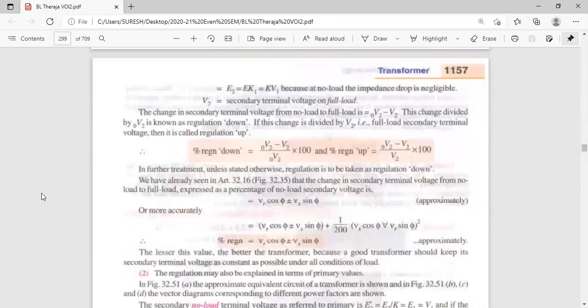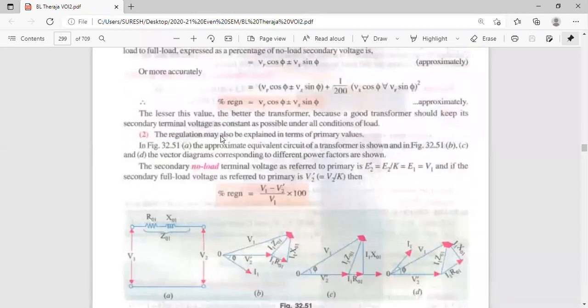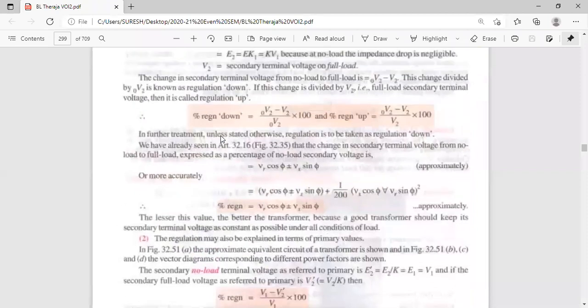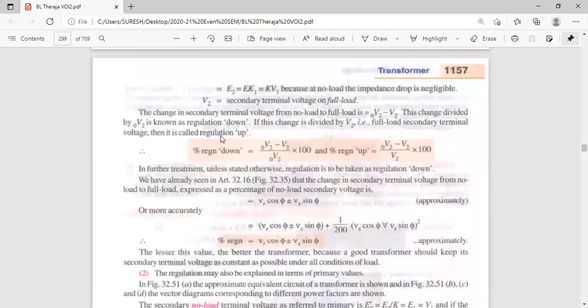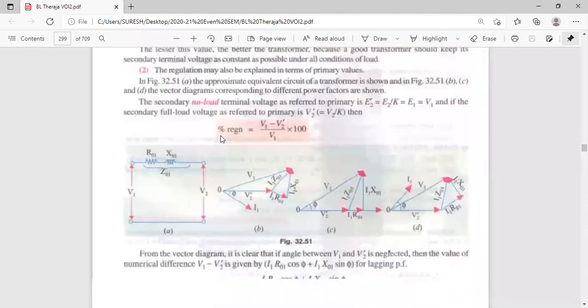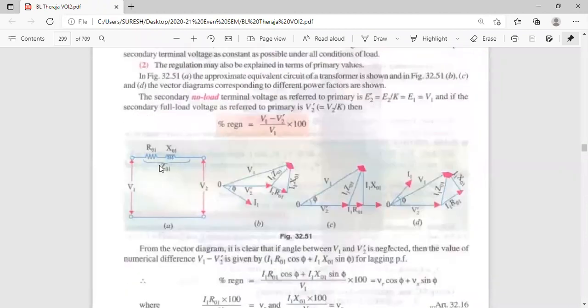On the right hand side, heading: regulation. Write on the topic, regulation of transformer. Draw this diagram.